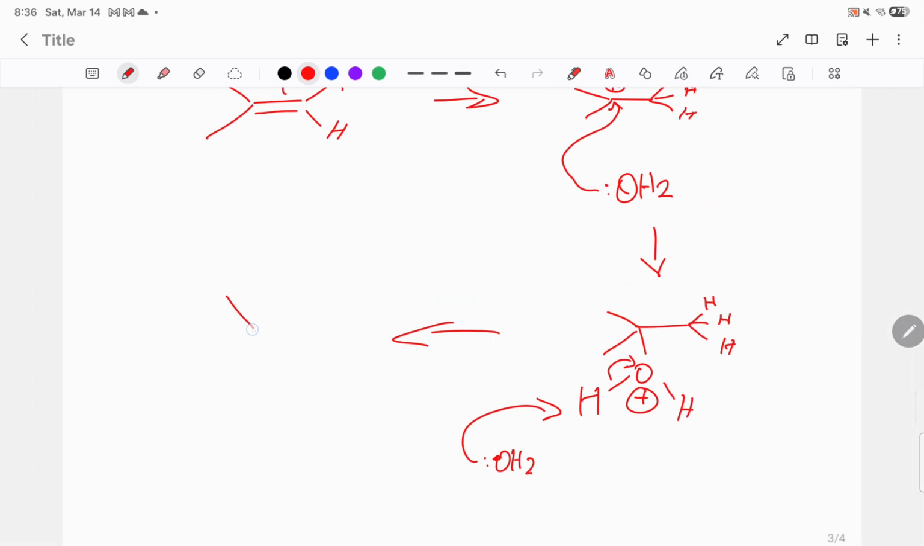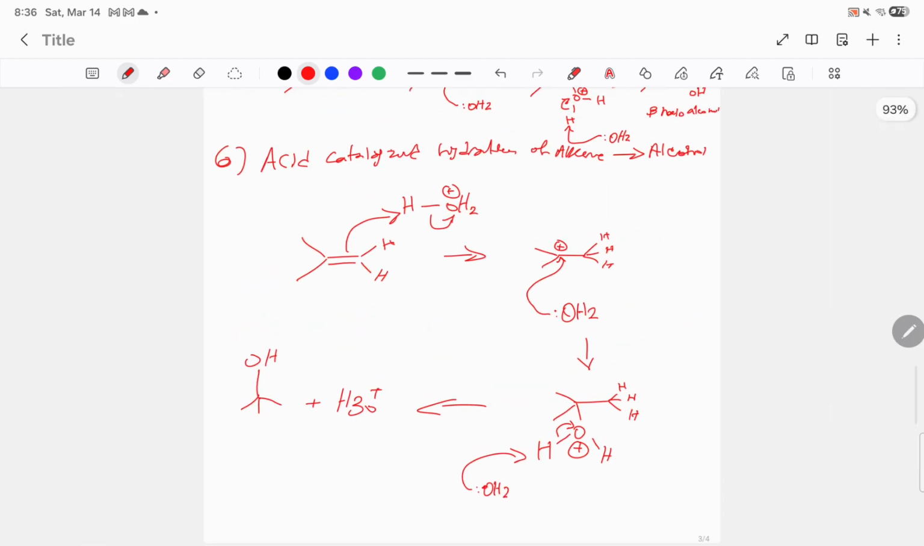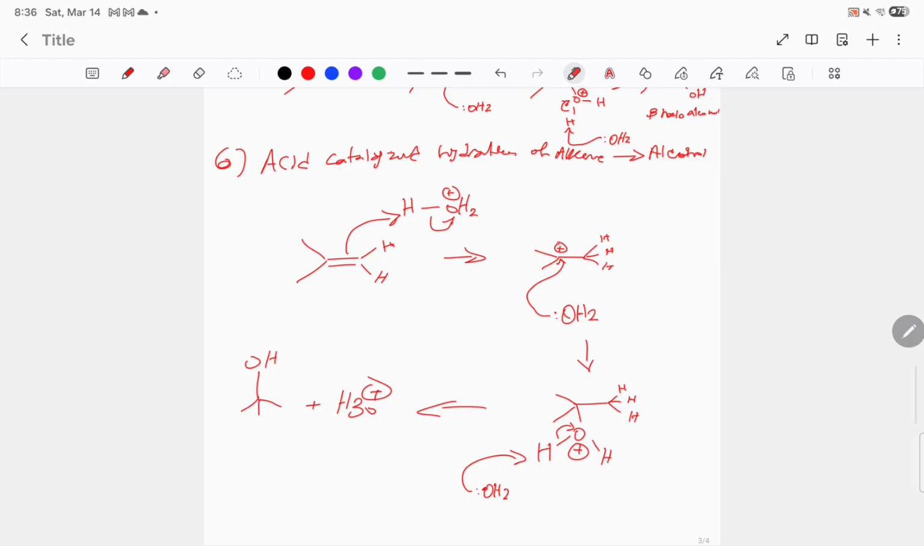And voila, we have made our alcohol. Let's show it like this. Okay. And there you go. We've made our alcohol. Another way to draw this, by the way, a better way to draw this, is this. Same thing. Okay. And of course, in that process, we regenerate our hydronium ion. Amazing. Okay. So now we have made our alcohol, and you could name this. This is 2-methyl-2-propanol, right?